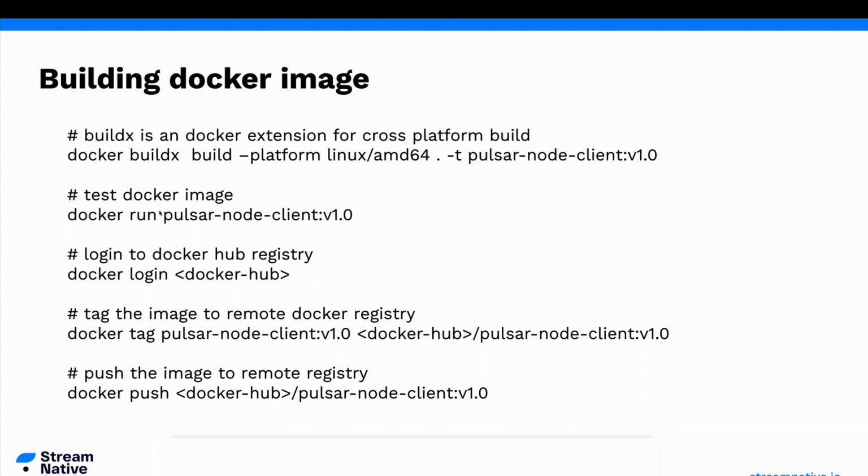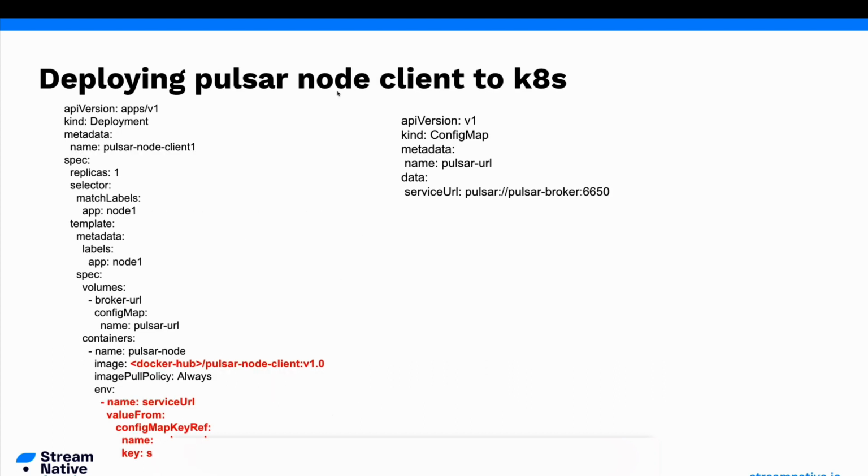Then you test it. You use docker run and see whether it starts to produce data to your broker. The next step is to push it to the Docker Hub registry. Once your image has been tested, you push the image, for example as Pulsar Node client v1. Next, you deploy the Pulsar Node client to Kubernetes. This is an example.